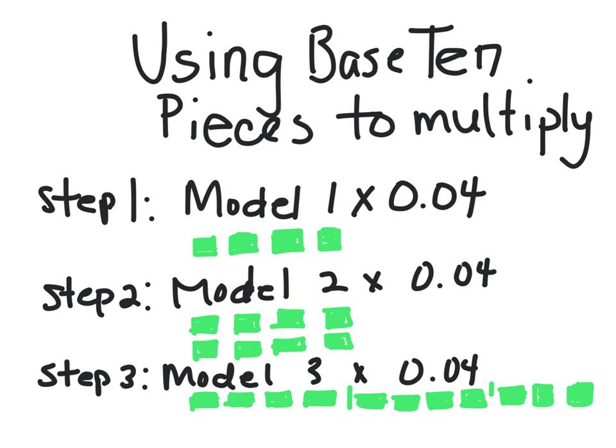And that would be with 4 little pieces. In my box, they're yellow, not green. But step 2, how would you model 2 times 0.04? And again, we have 4 pieces twice. And in step 3, we say model 3 times 0.04, and that would be 3 sets of 4 here. It looks like I forgot one there.